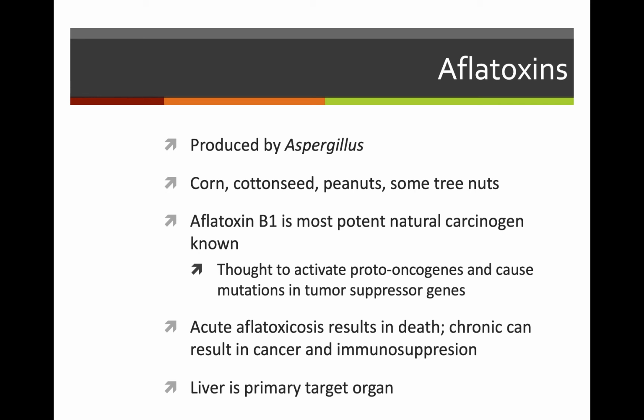Some patients can experience acute aflatoxicosis, where basically they develop symptoms right away, and that can result in death. But in patients who develop chronic aflatoxicosis, that can result in cancer and immune suppression. Generally, the liver is the primary target organ, so that's going to be the type of cancer you would see.